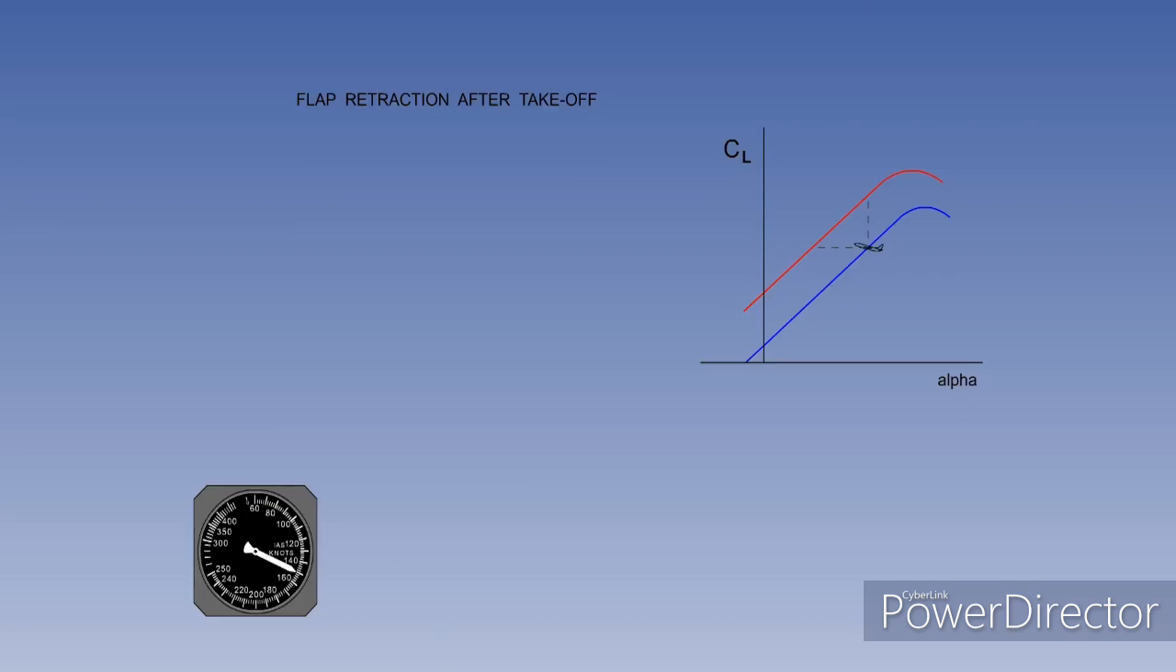Increasing the angle of attack to keep lift the same is not an option, because as you can see from the lift curve, the aircraft will stall. Obviously, this is not the way to retract the flaps. We must trade indicated airspeed and angle of attack to keep lift the same as the weight.